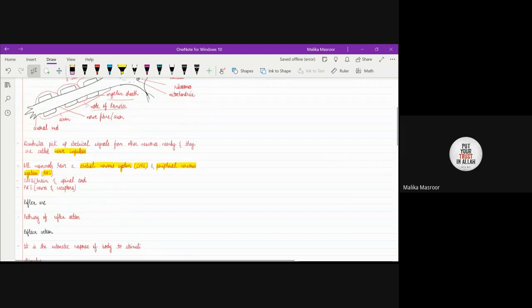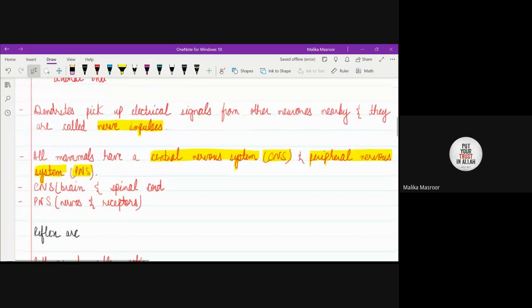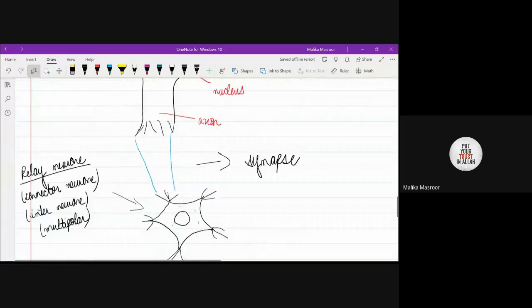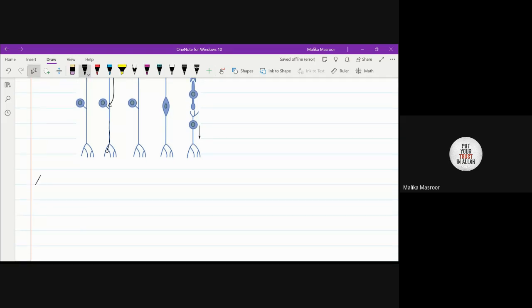Let's talk about your synapse. Okay, now I told you guys that a synapse is a junction between two neurons. You can also call it a gap between two neurons. It is a junction between two neurons.